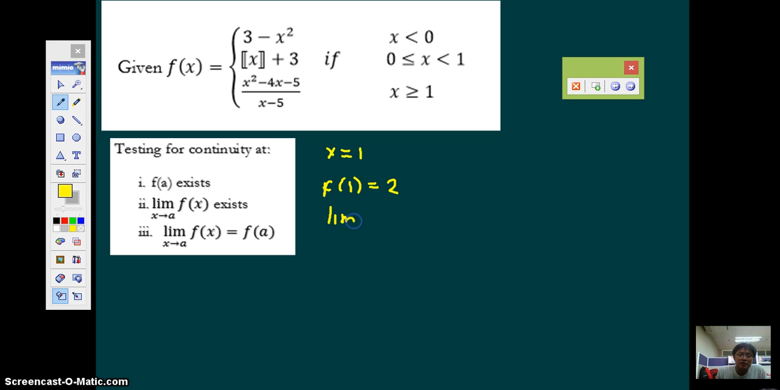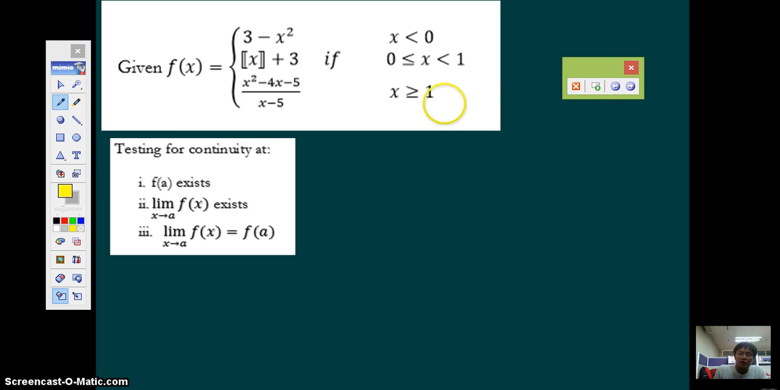Now, for the second condition, let's see the limit as x approaches 1. For the left hand limit, we have to use the second condition, and since we are approaching 1 from the left side, the greatest integer of 1 approaching from the left would be 0 plus 3. So the left hand limit is equal to 3. Now the right hand limit is the third condition and it's equal to 2. So the left hand is not equal to the right hand, therefore the limit as x approaches 1 does not exist. In cases like this where the limit does not exist, mainly because the left hand is not equal to the right hand but both limits exist, this type of discontinuity is called jump. So the function is jump discontinuous at x equal to 1.